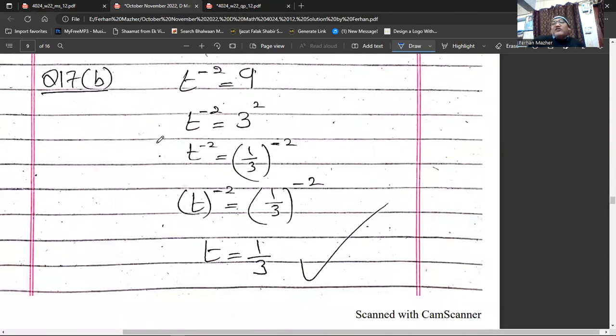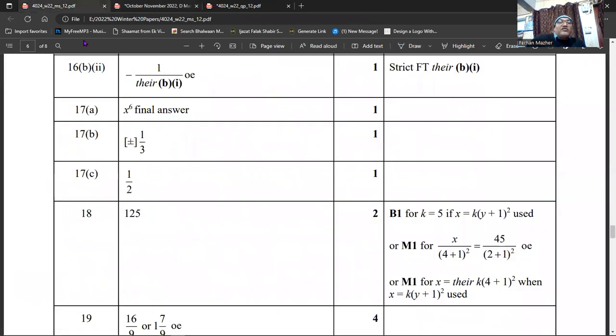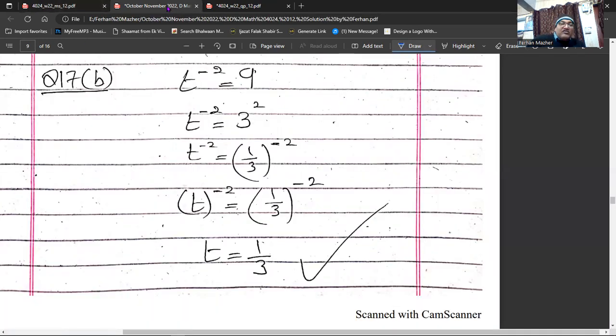The 9 can be written as 3 squared, so t raised to power minus 2 equals 3 raised to power 2. So make 3 into 1 by 3, so the power will become negative: (1 by 3) whole thing raised to power minus 2. Now the powers are the same, they are equal, so it means the bases are also the same. So t is equal to 1 by 3. That's the solution. Our answers are right.